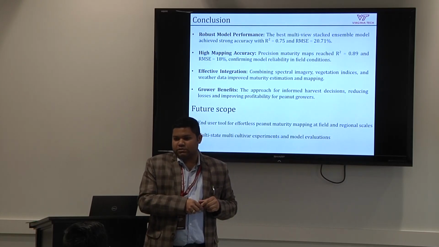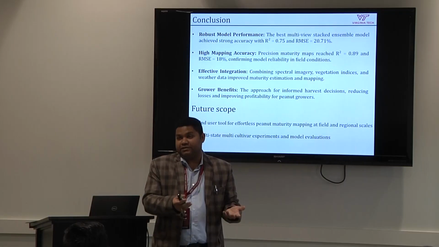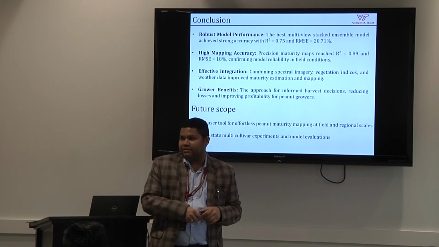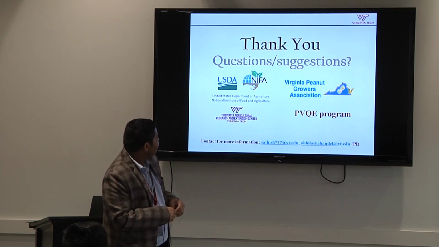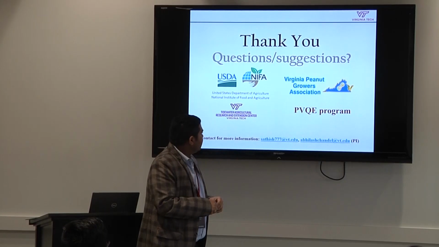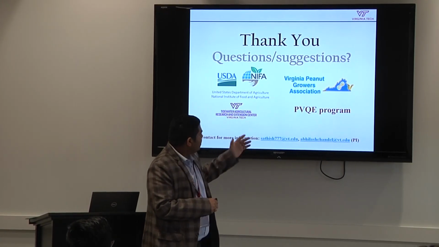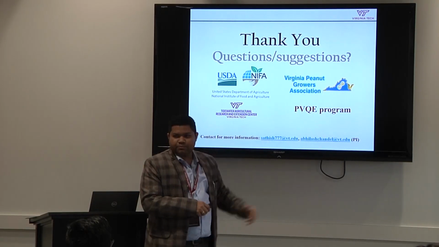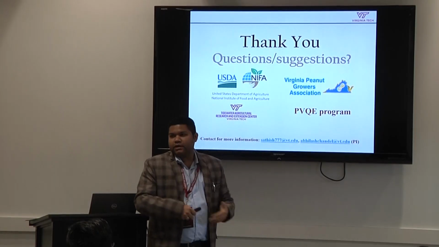So we look very much forward to that. Of course, other cultivars and other participants, if they are interested, we can collaborate and move this forward. Thank you very much to all the supporters of the program: USDA for funding, and the Virginia Peanut Growers Association for partial funding of this project. The Peanut Variety Quality Evaluation Program is a designated program in Virginia, North Carolina, and South Carolina.